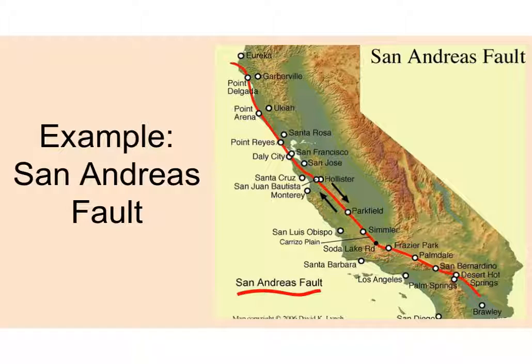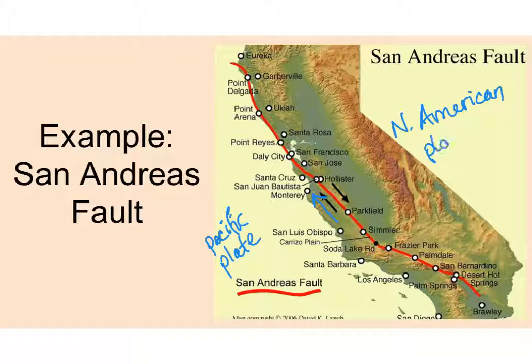The best example of this is the San Andreas Fault, which is out in California. This is what causes most of the earthquakes out in California. And the reason for this is we have the Pacific Plate out here on the left-hand side, and it's moving kind of northwest. And then we have the North American Plate here, on the right-hand side, and it's moving southeast. And so these plates are sliding past one another.